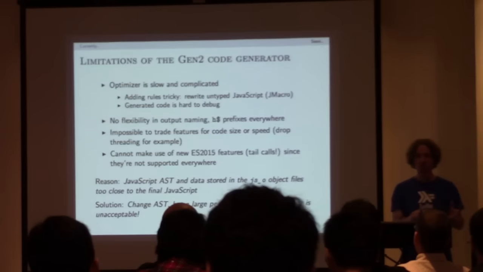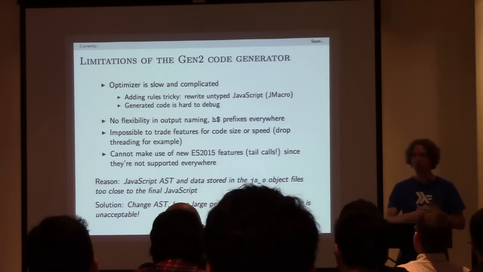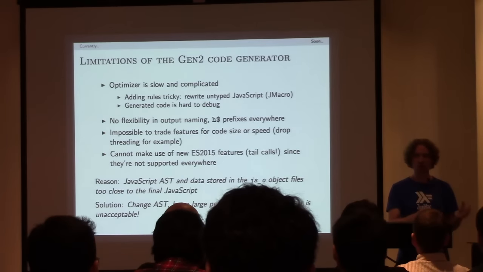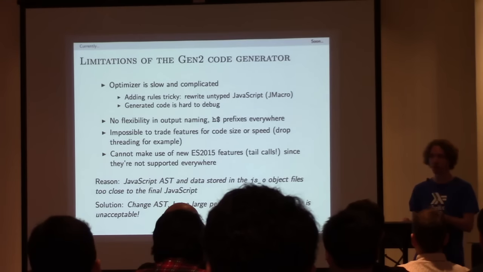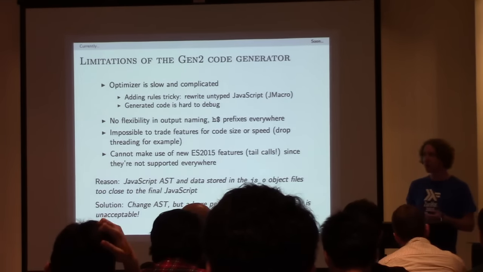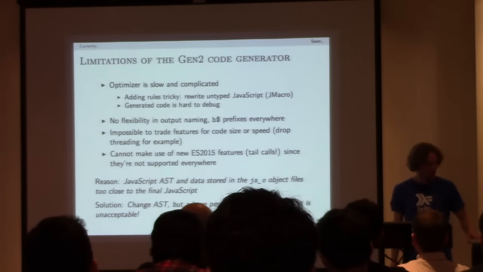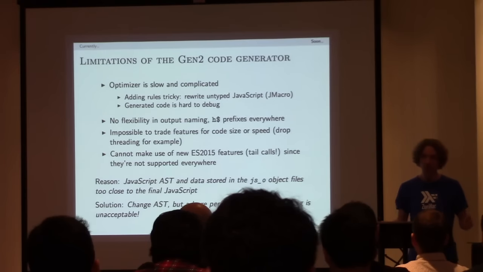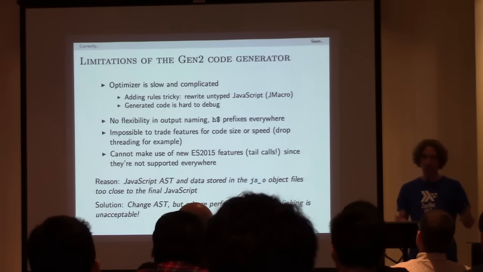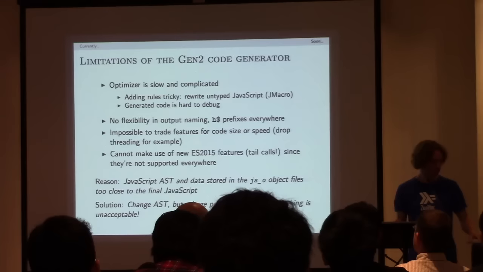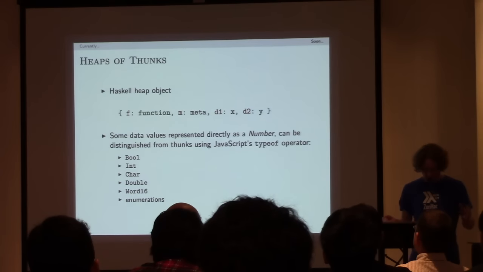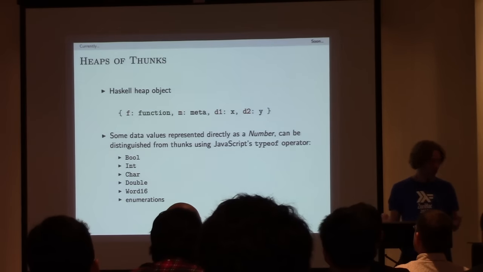So we want these options to be a link time option, like link my program for an ES 2015 target, or link my program for an older browser. But if linking becomes too slow, then it's just unacceptable. So what we want to do is change the internal representation to allow these things, but without things becoming too slow. So first, let's see what we need.